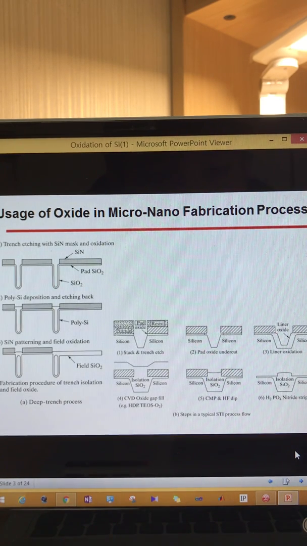These days, people use DTI, deep trench isolation, or STI, shallow trench isolation, instead. This means that the trench is pre-cut in the area and polysilicon is put in here, so it is completely isolated.